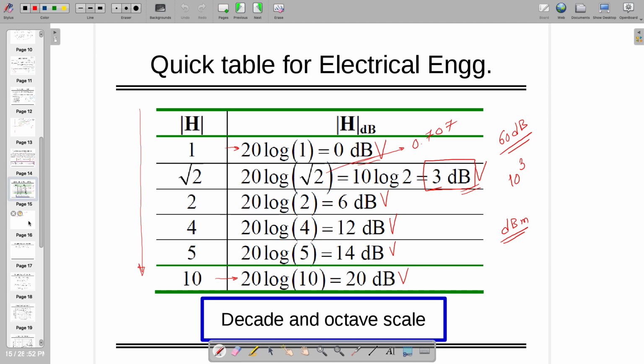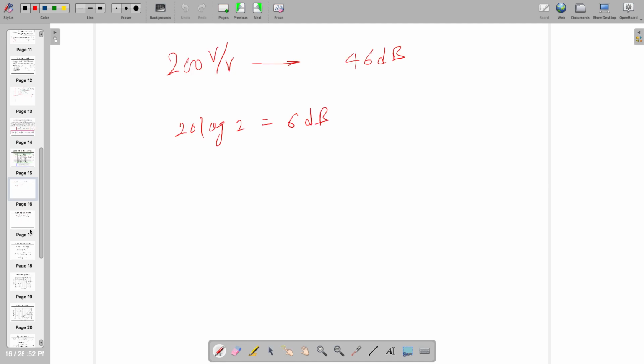Okay. Any doubt? Okay. So next time we are going to start Bode plot.